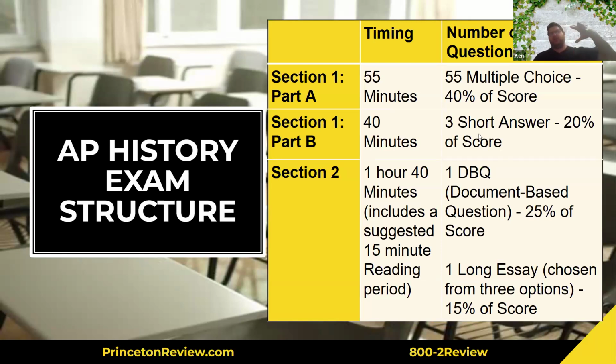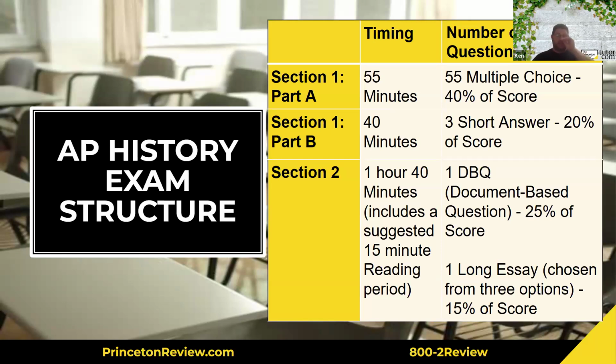And so you're sort of answering the question in one well-written paragraph. Then Section 2 of the exam is 40% of the score. You have 1 hour and 40 minutes total, which includes a suggested 15-minute reading period. What you use those 15 minutes on is reading the different source documents as part of your DBQ, your document-based question. That's 25% of the score. We'll talk more about that in a bit.